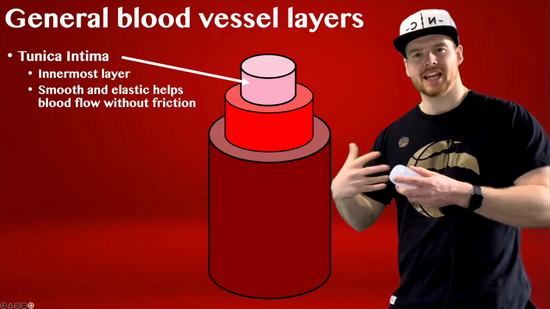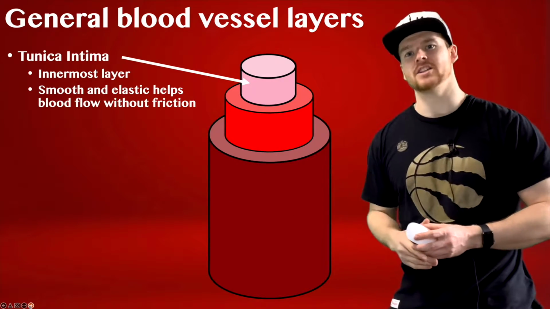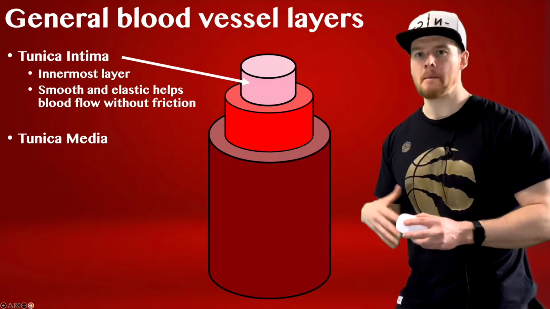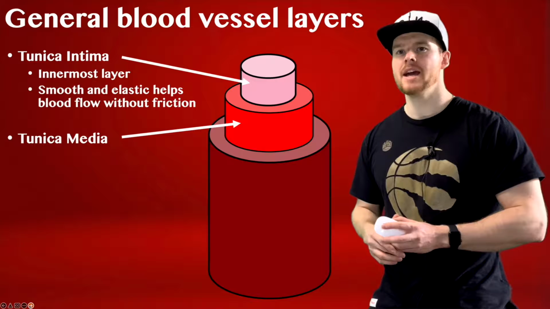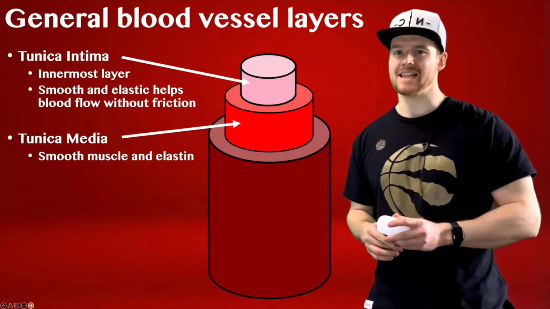We don't want the blood getting slowed down by a rough surface, so it's really smooth to allow it to flow as good as possible. When we look at the next layer, this is the tunica media, kind of like in the middle, and that's right there in that other red color, and this is made of smooth muscle and elastin.